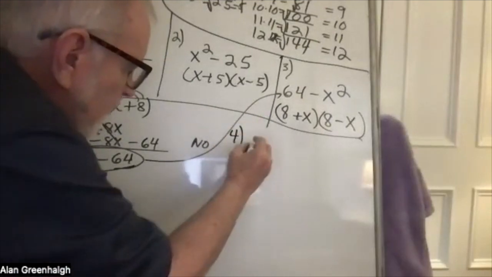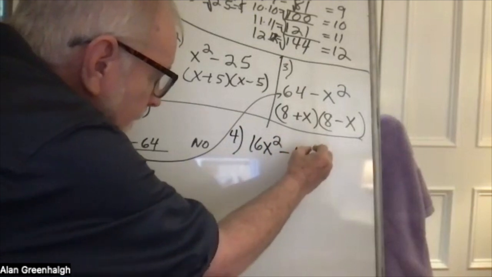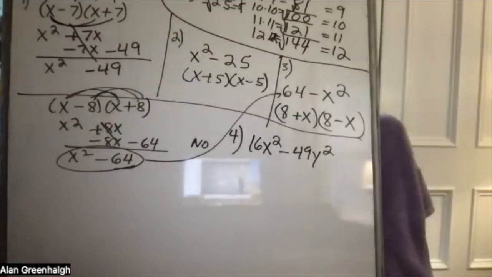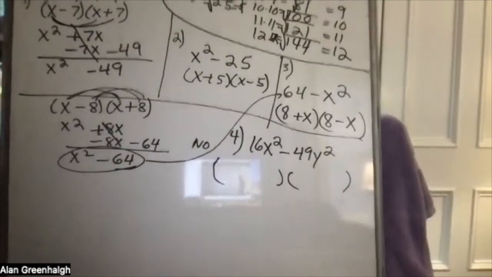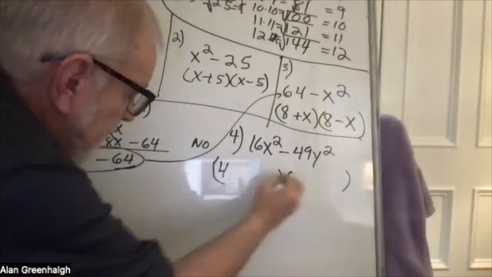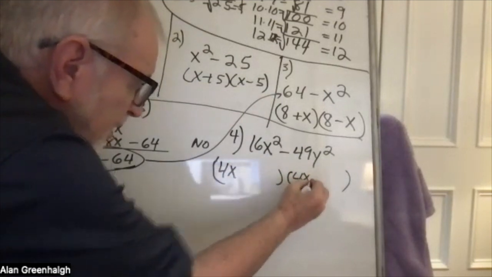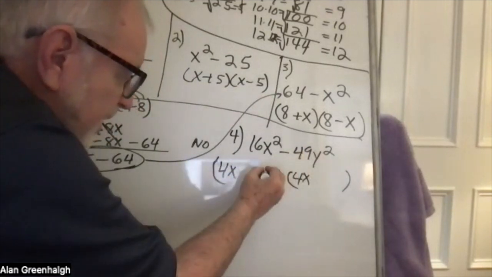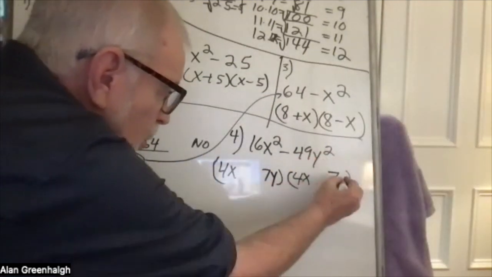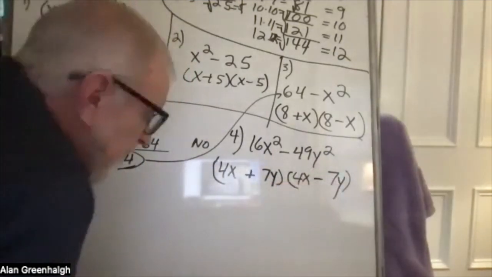Try this. Okay, everybody factor that. But once again, do the same thing. The square root of 16, 4. The square root of x squared, x. The square root of 49, 7. The square root of y squared, y. 1 plus, 1 minus.